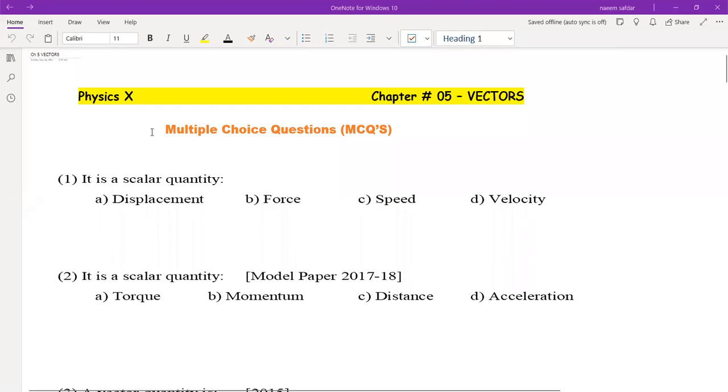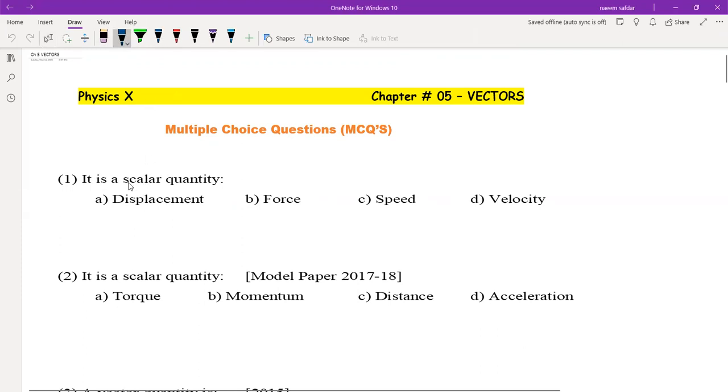In this video, I will be discussing multiple choice questions, class 10th physics, chapter number 5, vector. First MCQ, it is a scalar quantity. Displacement, force, speed, velocity. We have to choose scalar quantity.